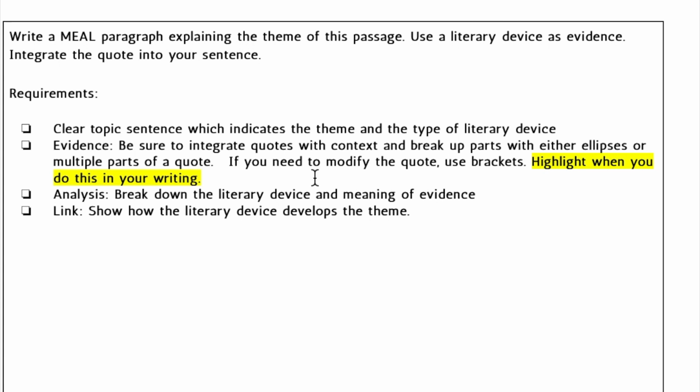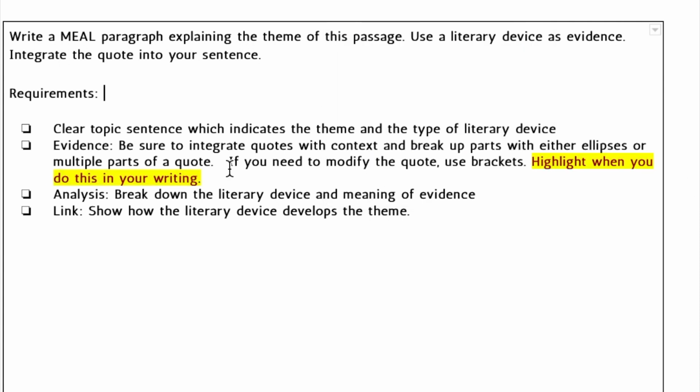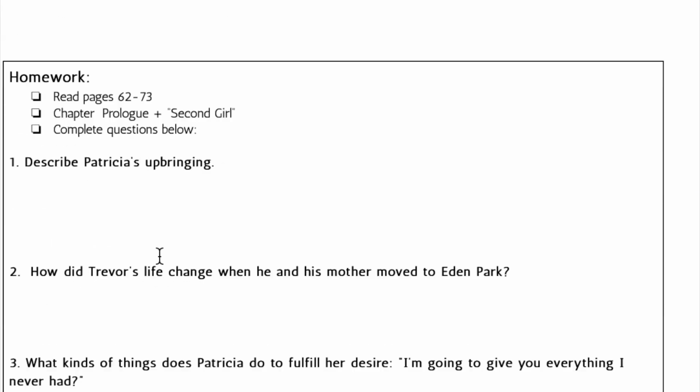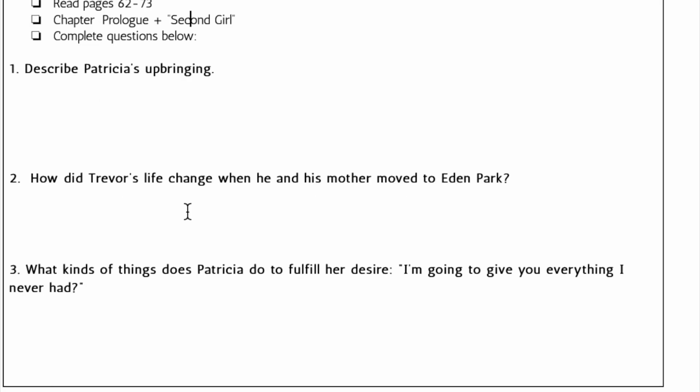Make it super clear to me, and like I mentioned before, maybe you want to put some of it in a maroon color and bold it as well so that I know that you did this. And just have it over here. And after you complete that, you can move on to your reading. It's not that long, just page 62 to 73. Chapter prologue and second girl. And then these are 3 questions.